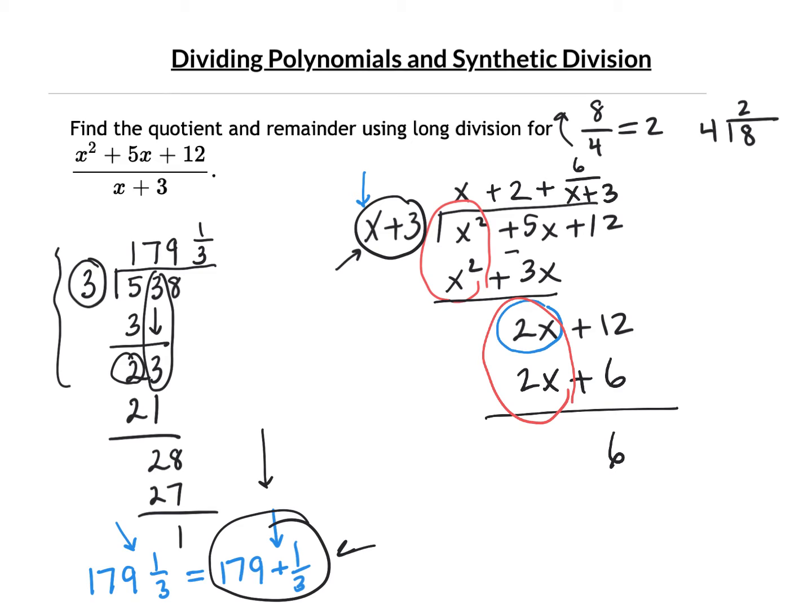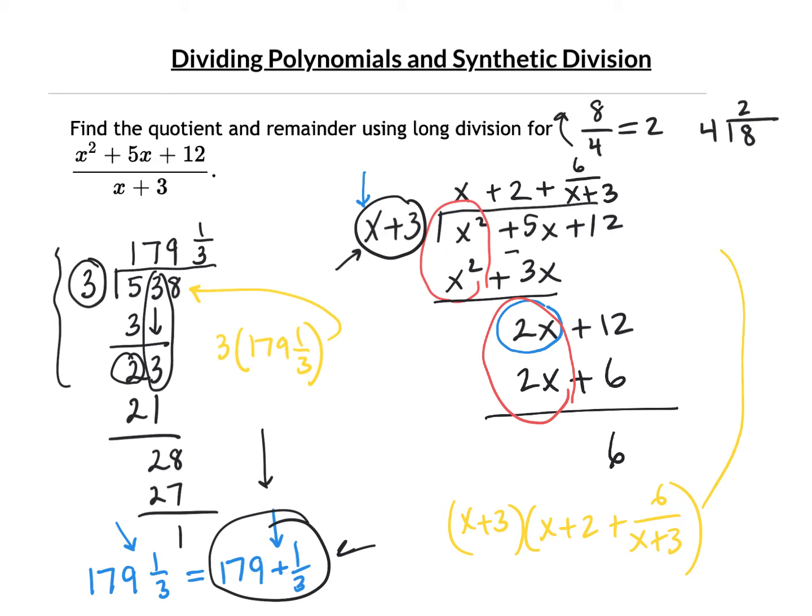Last thing I want to point out, if you multiply 3 times 179 and 1/3, you will get 538. If you multiply x plus 3 times x plus 2 plus 6 over x plus 3, you will get x squared plus 5x plus 12.